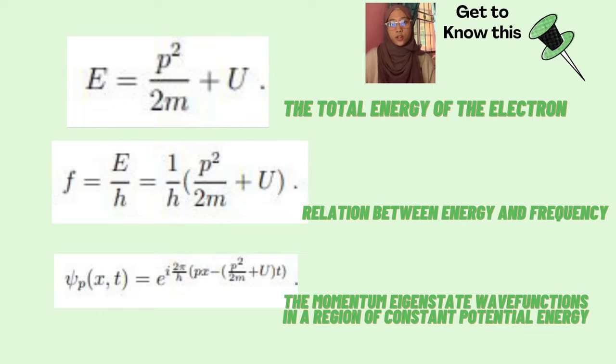So the electron should still be characterized as a pure wave with wavelength h over p, because it still has momentum p. However, based on the relationship between energy and frequency, we anticipate that the frequency will now be as in the second equation, which is f equal to E over h, equal to 1 over h times (p squared over 2m plus U). Thus, the momentum angular state wave functions in a region of constant potential energy should be given in the third equation here in the slide, which reduces to our previous result when U equals 0.